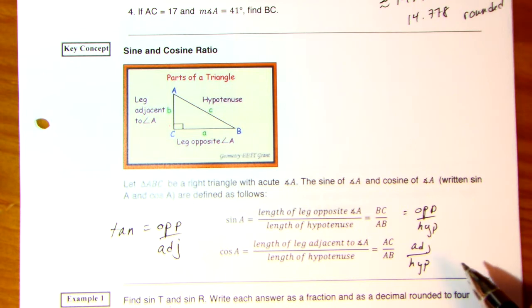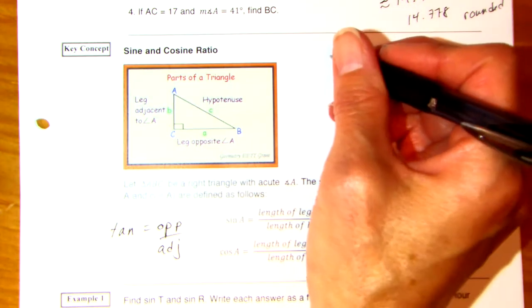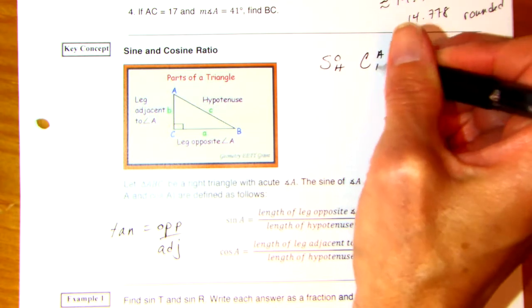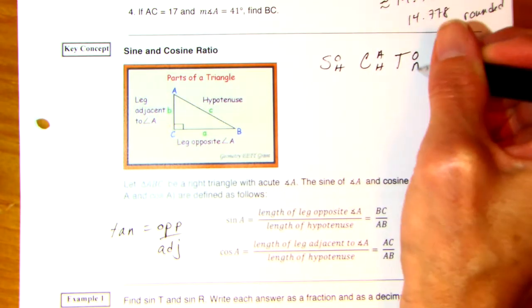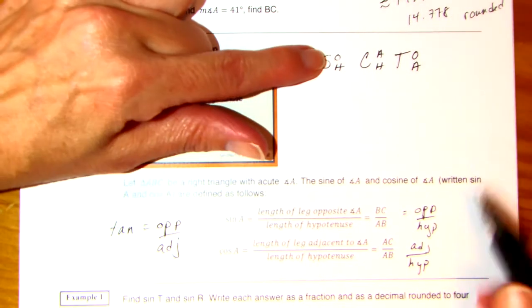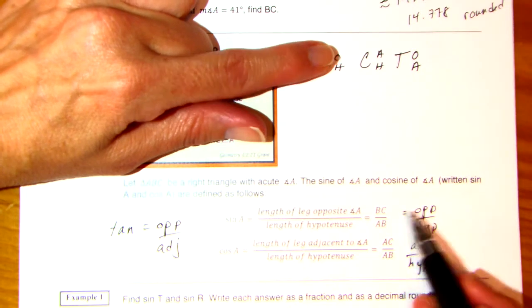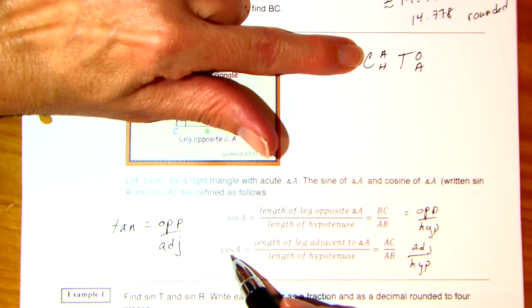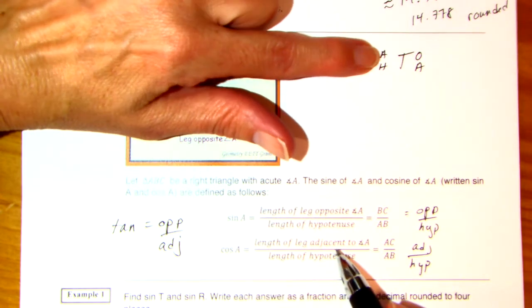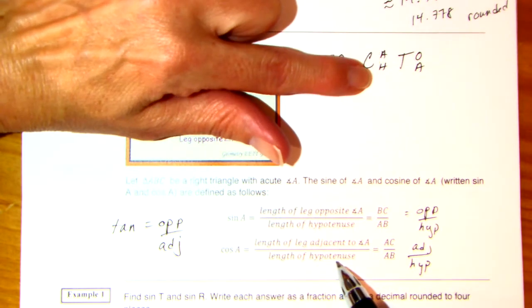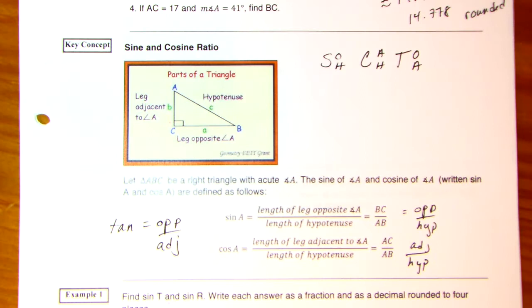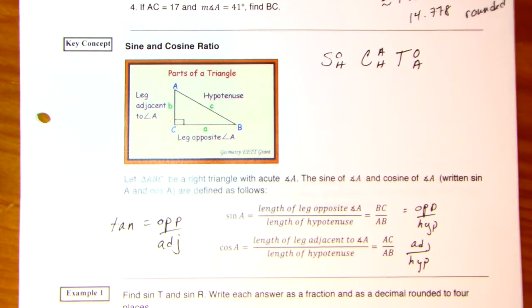One thing I do want to teach you is something called SOHCAHTOA. This is an acronym. Sine is opposite over hypotenuse. Cosine is adjacent over hypotenuse. And of course, tangent is opposite over adjacent. So that can help you remember the trig identities.